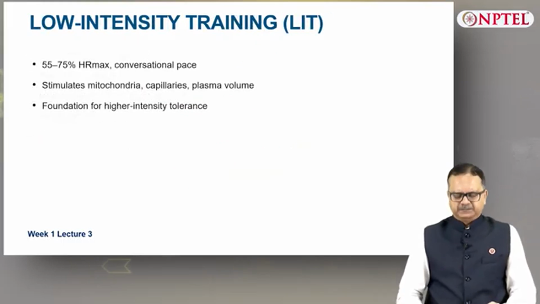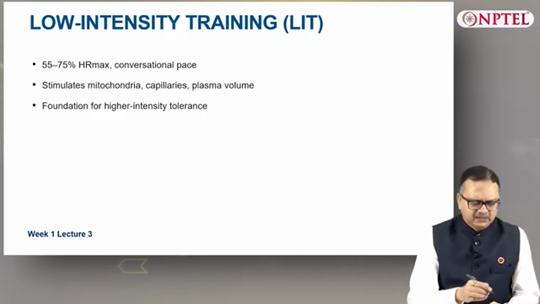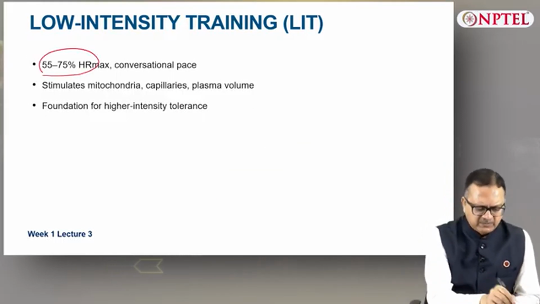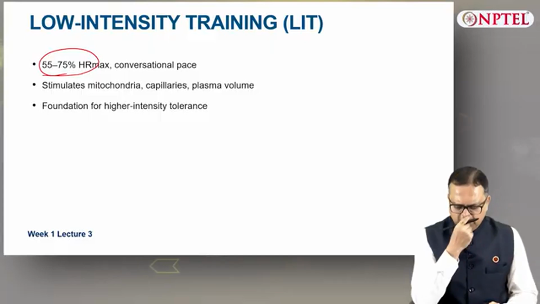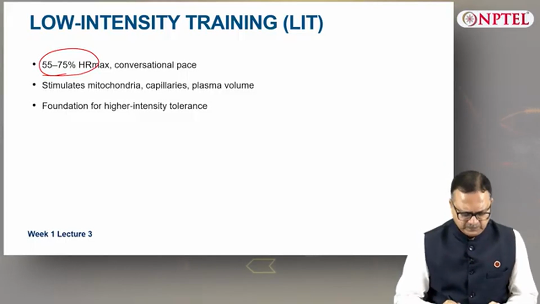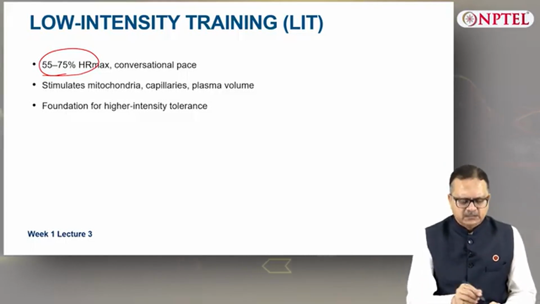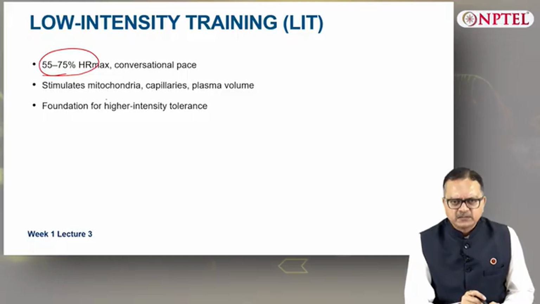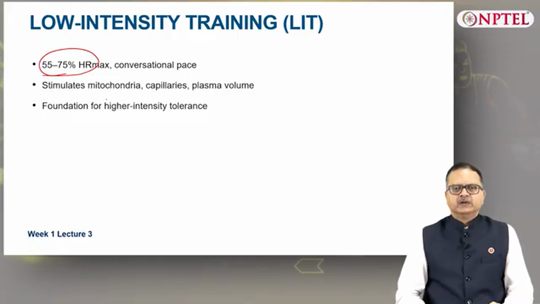Low intensity training. You train at 50 to 75% of HR max and make sure that the pace maintained is a conversational pace. That means train at an intensity wherein you can complete a full sentence while training. This stimulates the mitochondria, the capillaries and the plasma volume. And this is the foundation for higher intensity tolerance.